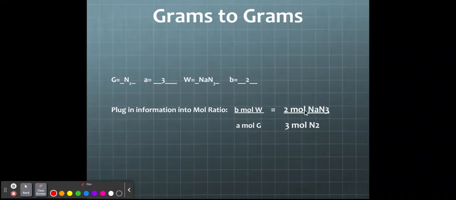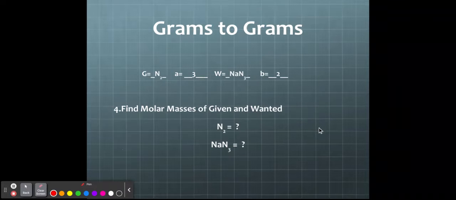Okay, so it equals 2 mole NaN3 over 3 mole N2. Now we want to also find the molar masses of the given and wanted. So we know N2 is our given, and NaN3 is our wanted. So we use the periodic table, refer to the atomic masses.